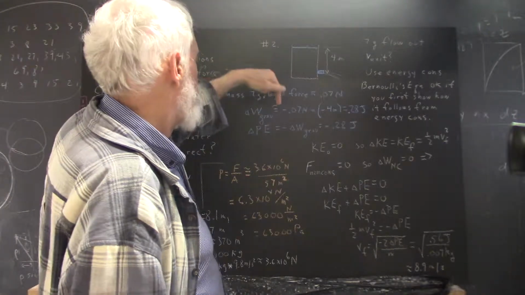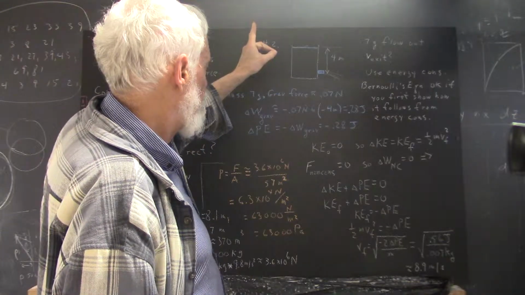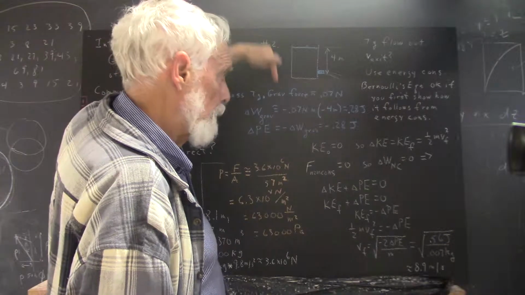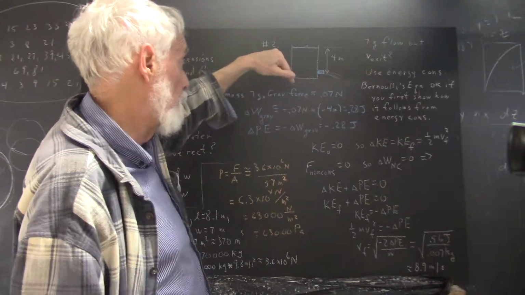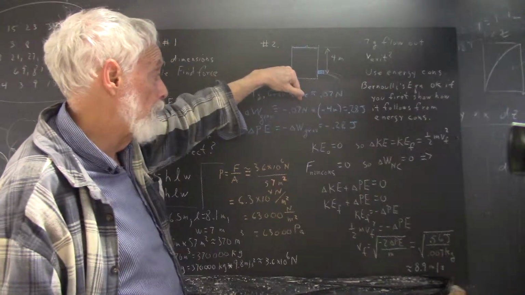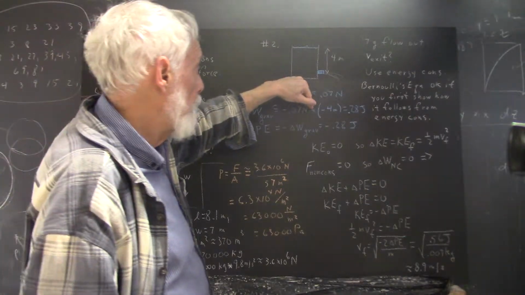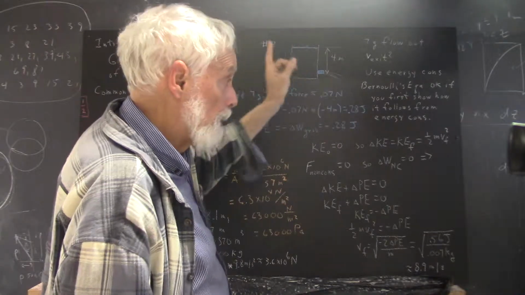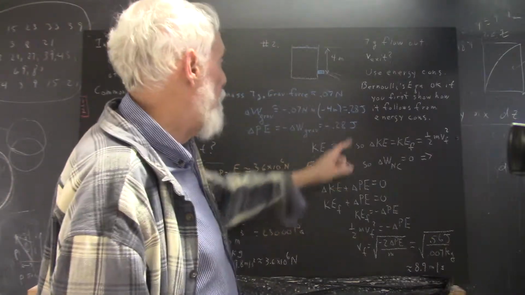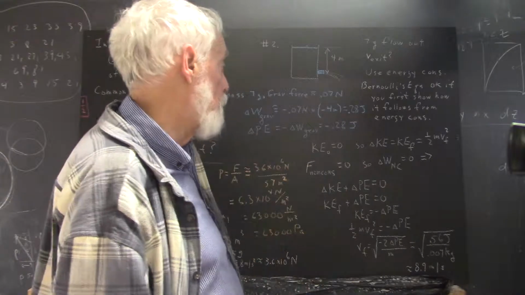So if we take upward as a positive direction, then our 0.07 newton gravitational force, the force by the conservative gravitational force, is negative 0.07 newtons. We multiply that by the displacement from here to here, which is negative 4 meters if upward is positive, giving us a positive 0.28 joule work.